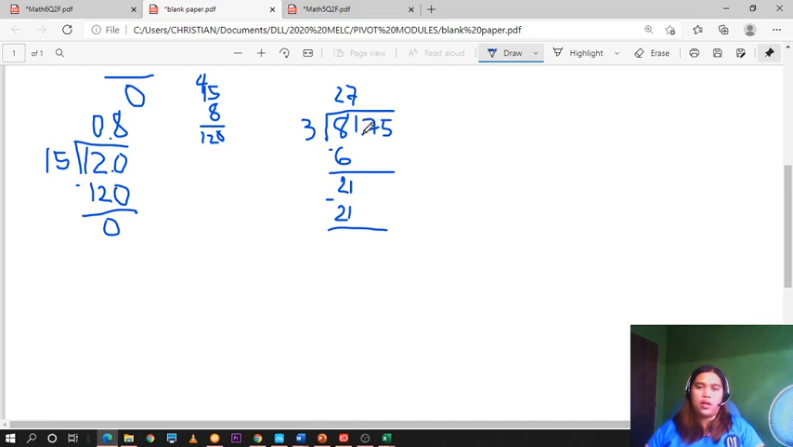Then, nakita natin may decimal point, tapat natin siya doon sa answer. Then, bring down 7. 7 divided by 3 is 2. 2 times 3 is 6. 7 minus 6 is 1. Bring down 5. 15 divided by 3 is 5. 5 times 3 is 15. And 15 minus 15 is 0. Okay, so ang answer natin, kapag hinati-hati ni Roland yung kanyang pera, mabibigay niya sa mga kapatid niya ay 27 pesos and 25 centavos each.